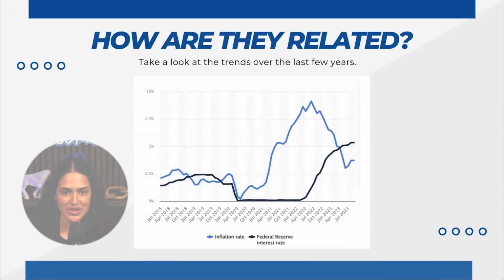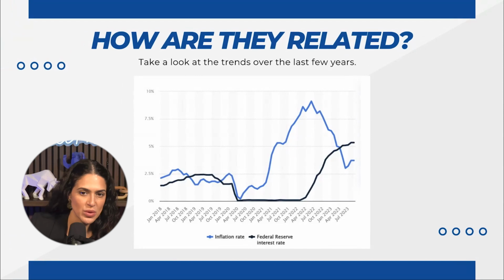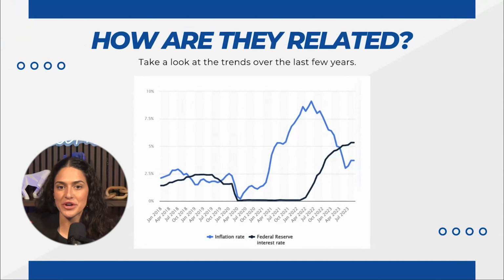You'll see here the blue line on the graph represents the inflation rate, and the black line represents the Federal Reserve's interest rate. You'll see, during the period of 2020 to 2021, we were in a low interest rate environment. That is why the black line is very close to the bottom. And because of that low interest rate, which means there was a lot of money in circulation, a lot of demand, that caused inflation, which is the blue line.